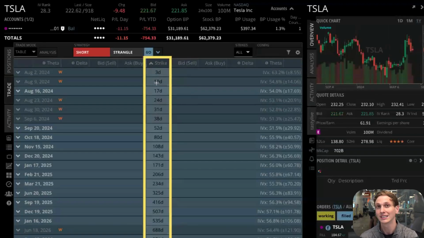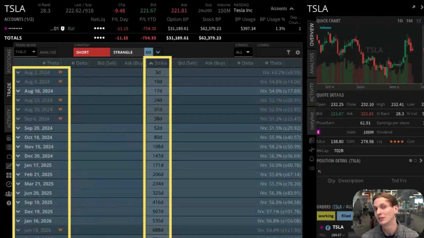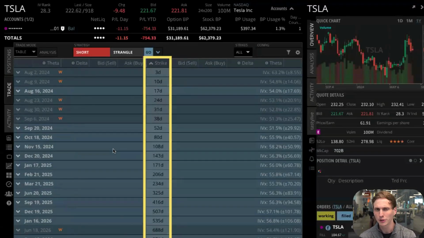August 9th, 10 days. So if you like to work off of specific dates, you can look over here on the left. But for the most part, I'm just looking at the middle here and going, oh yeah, I'm looking to maybe trade a 50 or so day out expiration. Well, it looks like this September 20th fits those parameters pretty closely.